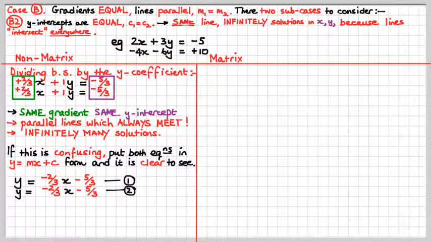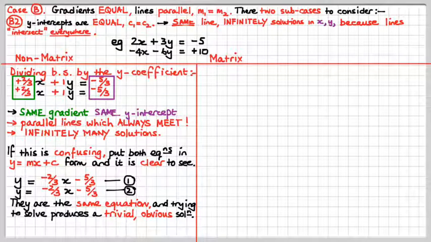There it is. They're the same equation, guys. So if they're the same equation, then trying to solve these produces a trivial, obvious solution. If I've made this y equal to this y, therefore I've made the right-hand sides the same. You get that.